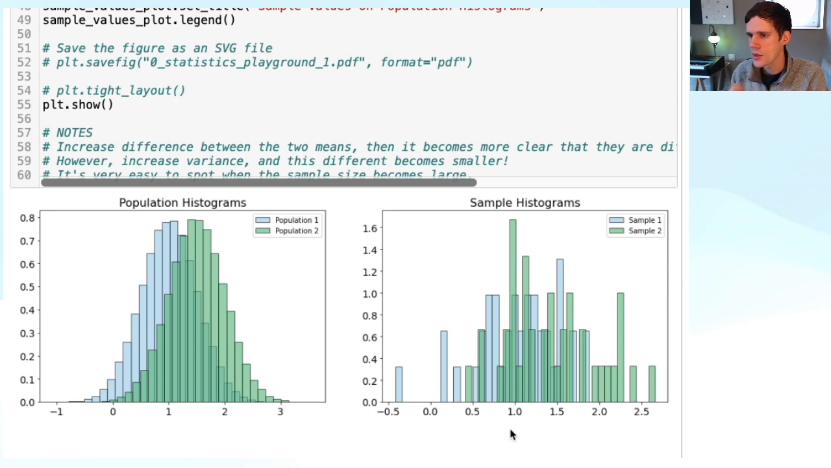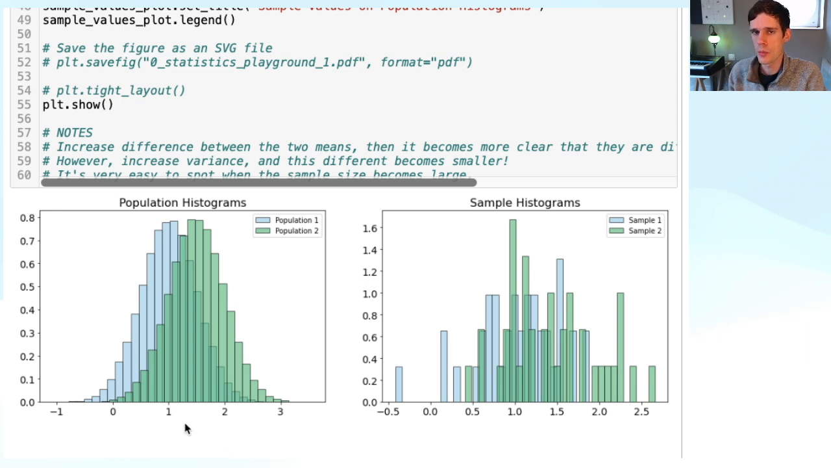Now, you can look at these histograms as long as you like. It still remains incredibly difficult to answer this question based on your sample, because looking at these sample histograms, it is not at all clear that these two different samples come from the same underlying population or two different underlying populations.